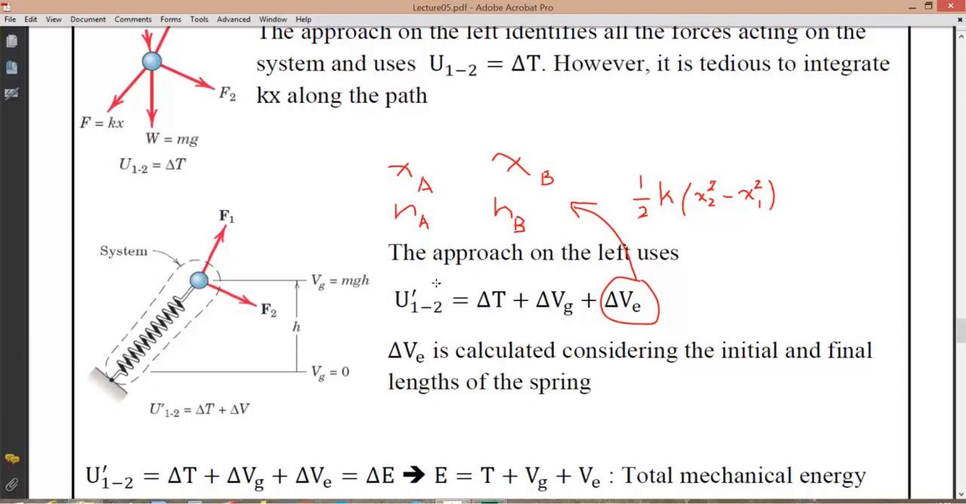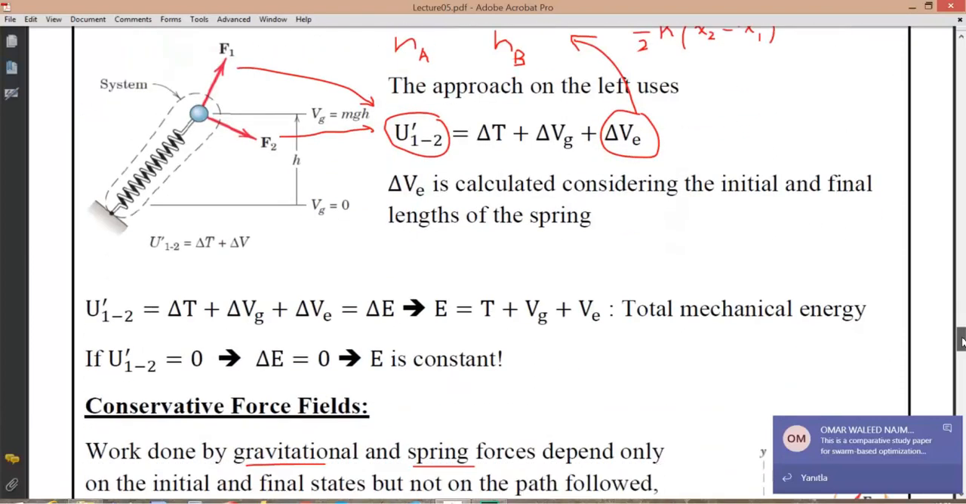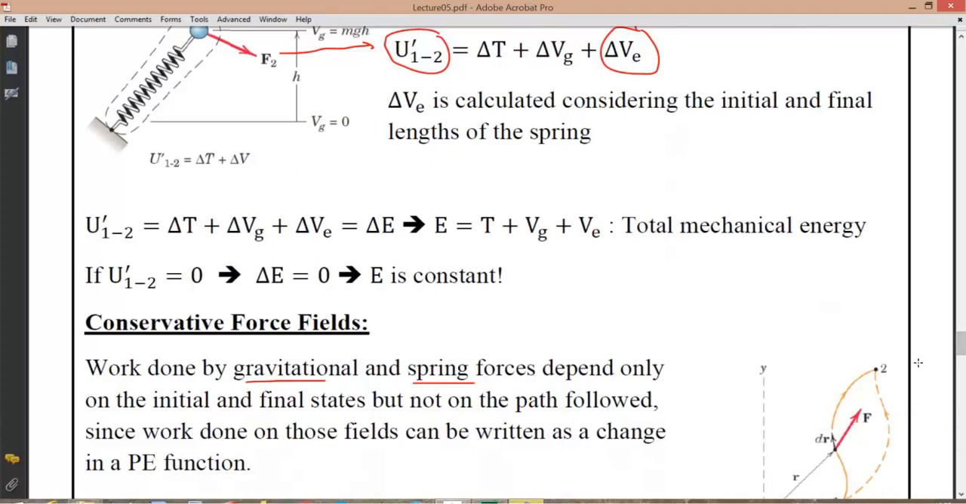And then this part, the work done by non-conservative forces, will be about these F2 and F1 forces throughout the path. We need to do the integration throughout the path. We need to find the projection of these forces onto the path, and from there we can move on. Now, other than that, we can still formulate this energy equation in this way.